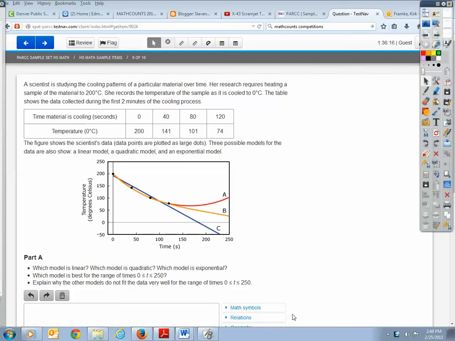So we're going to take a closer look at this problem number 9 in the sample set of the PARCC exam. And apologize for my sick voice, but can't be helped.